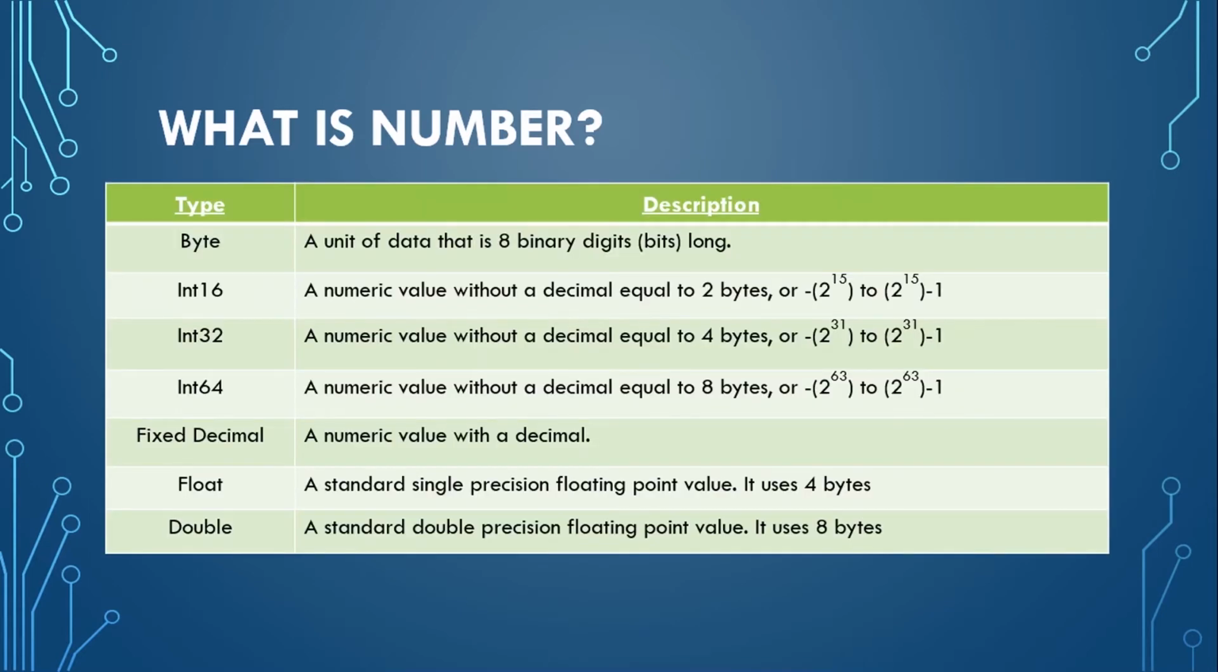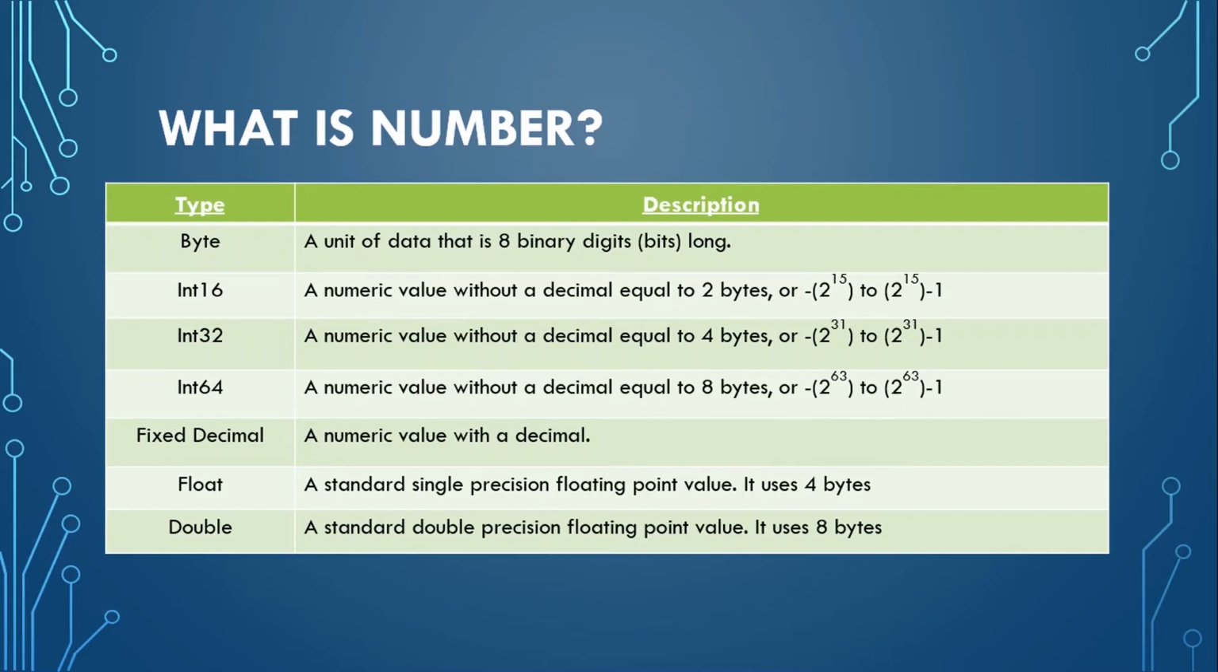Now let's see what is numbers. Broadly, numbers consist of integer and decimal. It is divided into multiple data types which vary in the range of data they can accommodate. The first one is byte. It contains 8 binary digits long data. Int 16 contains a numeric value without any decimal point. The same goes with int 32 and int 64. These three data types vary in the range of data they can hold.